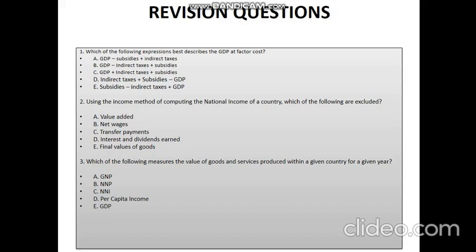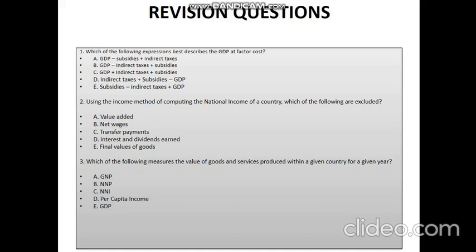Question number 1. Which of the following expressions best describes the GDP factor cost? A. GDP minus subsidies plus indirect taxes. B. GDP minus indirect taxes plus subsidies. C. GDP plus indirect taxes plus subsidies. D. Indirect taxes plus subsidies minus GDP. E. Subsidies minus indirect taxes plus GDP.